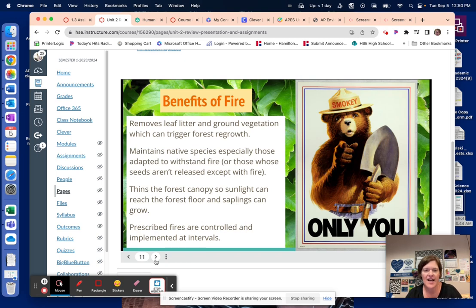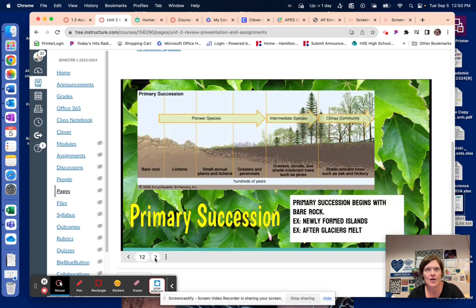Understanding those benefits of fire. I'm going to let you read that here. Leaf litter and things on the ground equal fuel for a fire. The more leaf litter you have, the more fuel you have, the hotter the fire burns, which means we kill more trees. That's why we have these prescribed burns, to keep the amount of leaf litter on the forest floor down. It also helps maintain native species, because non-native species are not adapted to fire. And it also thins the forest canopy so that sunlight can actually reach the forest floor.